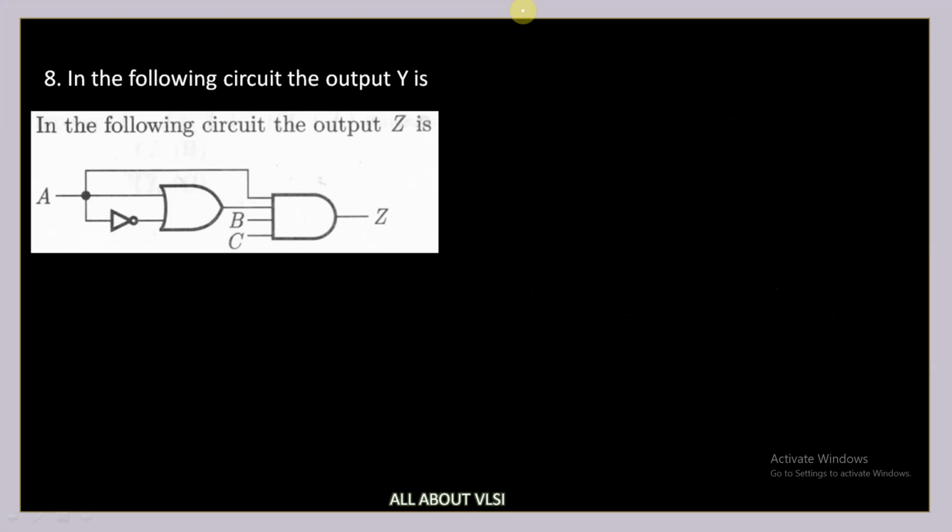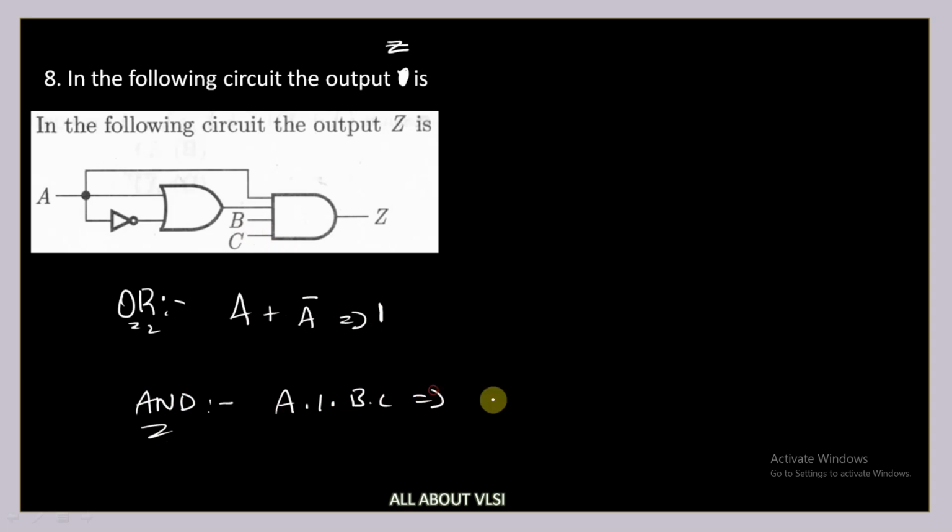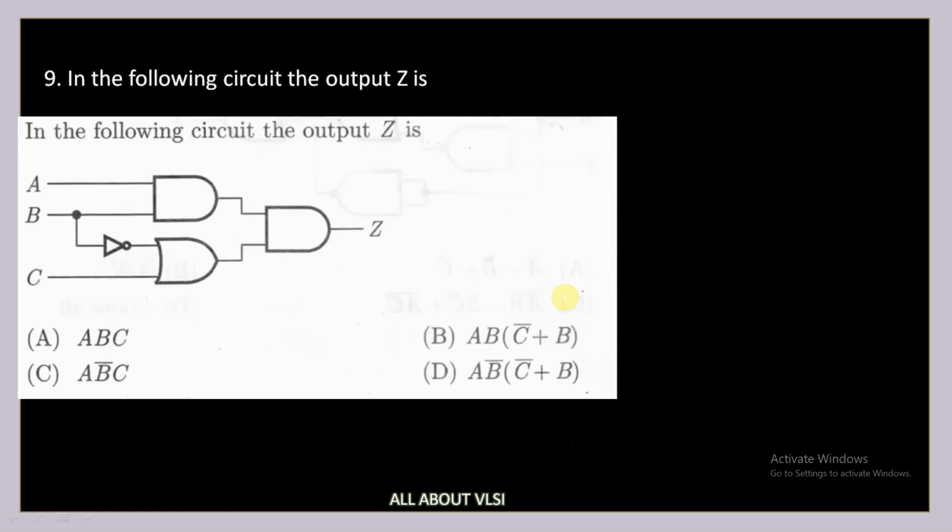So they are asking to find out the output Z. So I'm also doing this parallelly. The output of your OR gate will be A + A bar. Okay, the output of your OR gate is A + A bar, that is 1. Now the output of your AND gate is nothing but A into 1 into B into C, that is ABC. Okay, are you getting the same one? Solve this question and please let me know in the chat box.